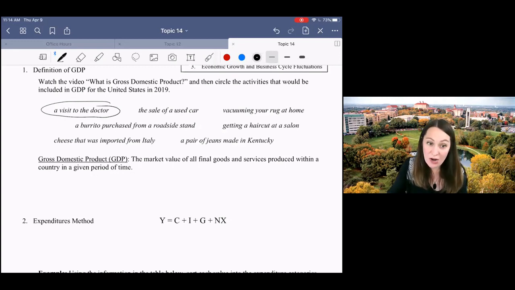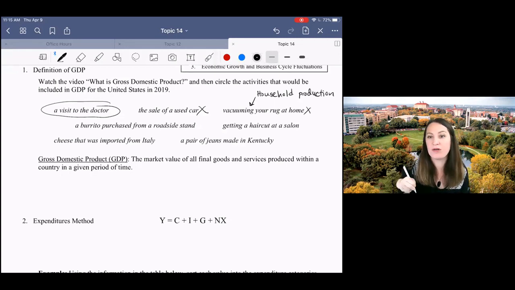Sale of a used car would not count because the car was not produced within the time period we're measuring. Vacuuming your rug at home would also not count because there's no sale. There's nothing that has been exchanged between a producer and a consumer. Now, this activity is productive. So we call this kind of an activity household production. And this is actually one of the limitations of GDP, that we can't include household production.